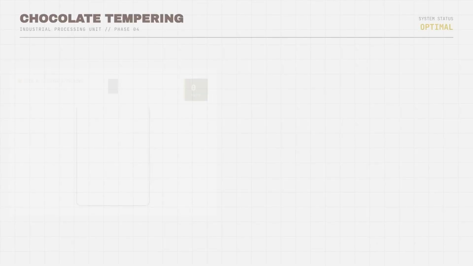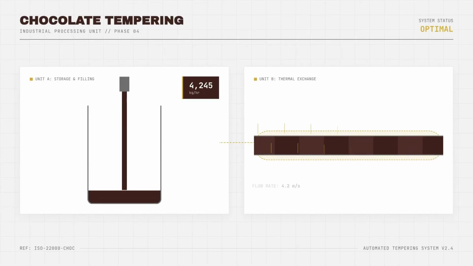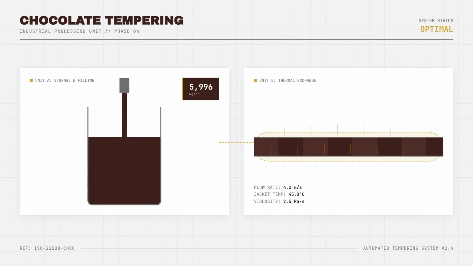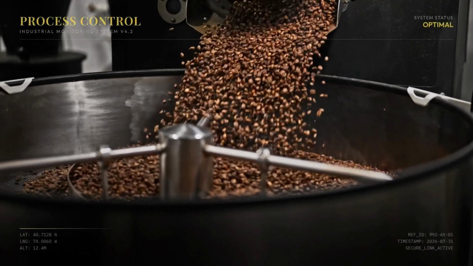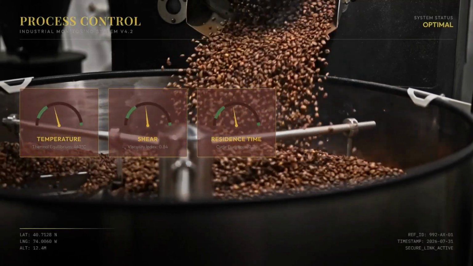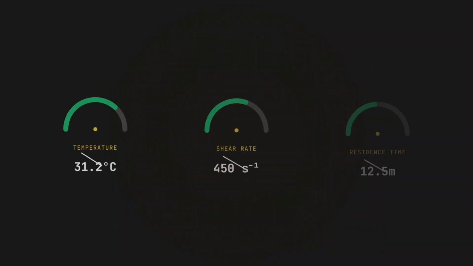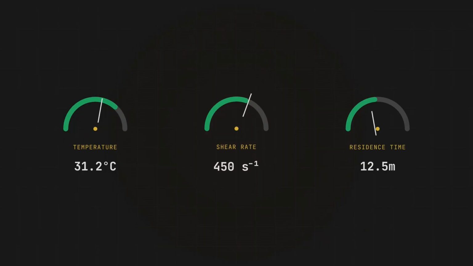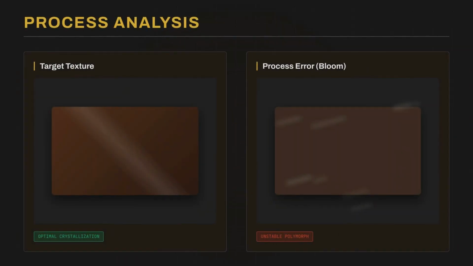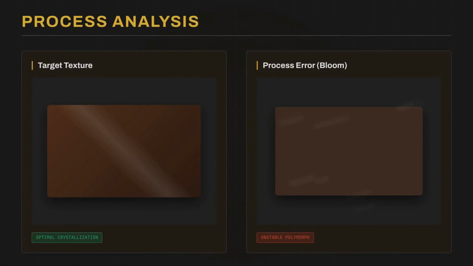factory. Industrial tempering systems can process up to 6,000 kilograms of high-viscosity chocolate every hour. Yet throughout this enormous flow, temperature, shear, and residence time must remain precisely controlled. A small process deviation can change the chocolate's texture, appearance, and melting behavior. This is where confectionery becomes serious thermal and fluid dynamics engineering.